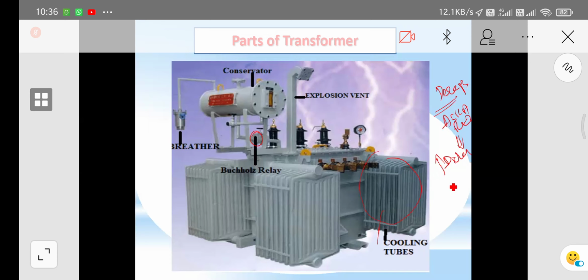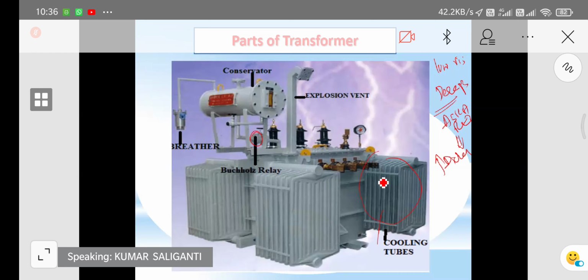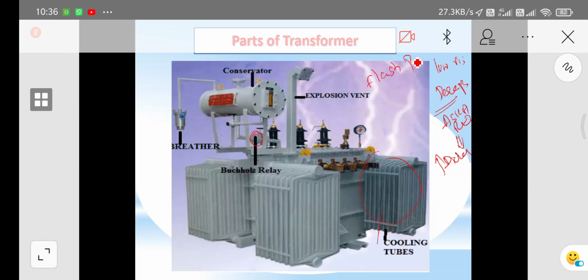The transformer oil should have low viscosity, and the transformer oil should have a high flash point temperature, so that it does not convert into vapor. So the transformer oil should have a high flash point. What about the flash point here? Generally, what is the flash point?